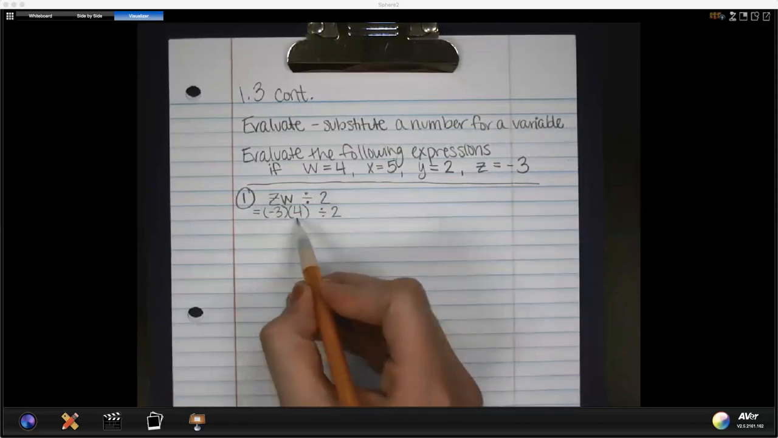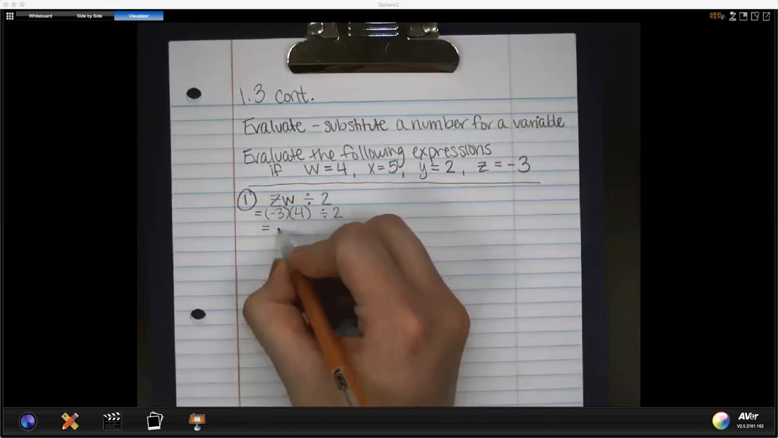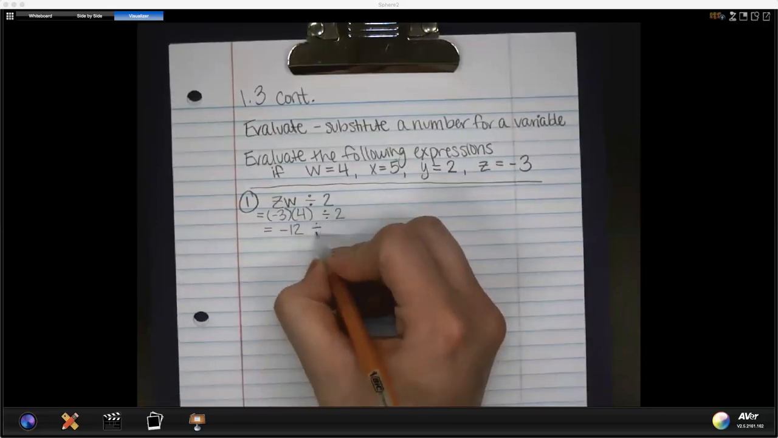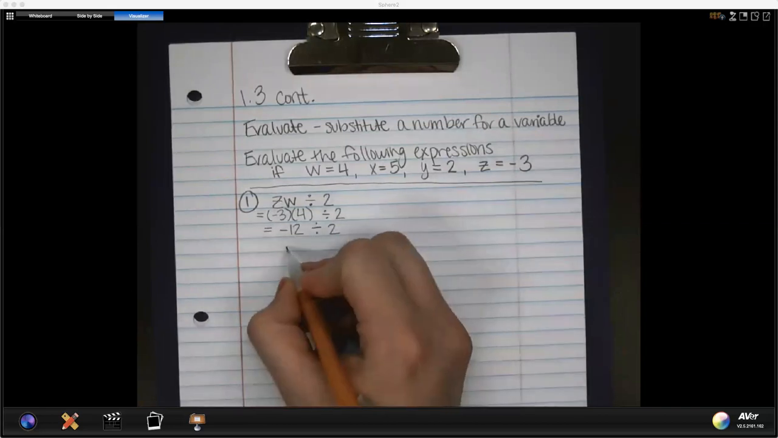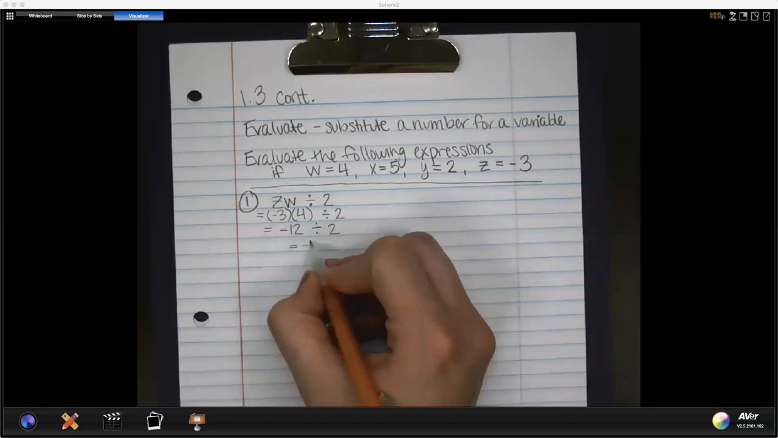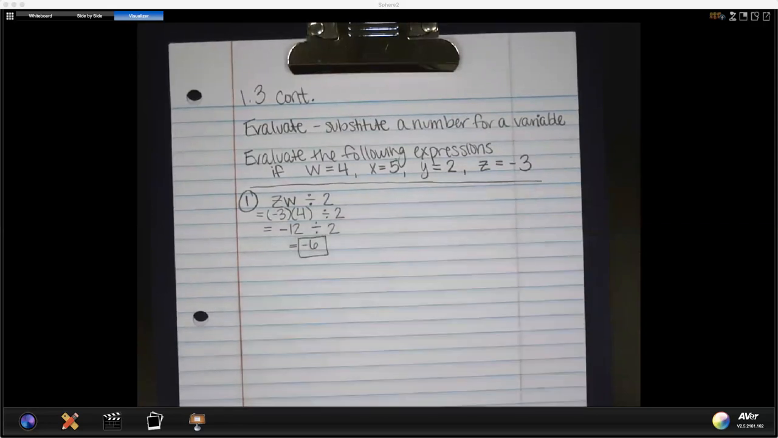So -3 times 4 is -12. And -12 divided by 2 would equal -6. And so that would be your answer, and that would be the end of that problem. Okay. So once you substitute in your values for your variables, it's just order of operation skills continuing on. Okay.